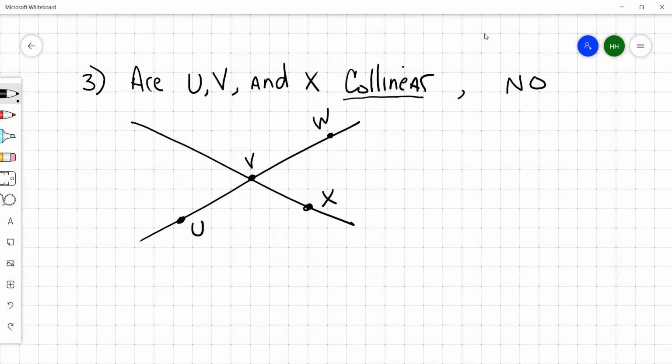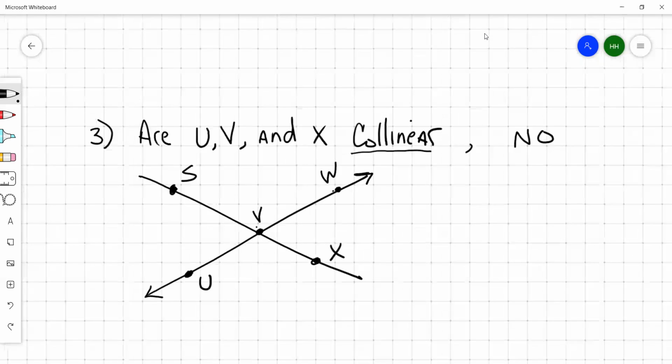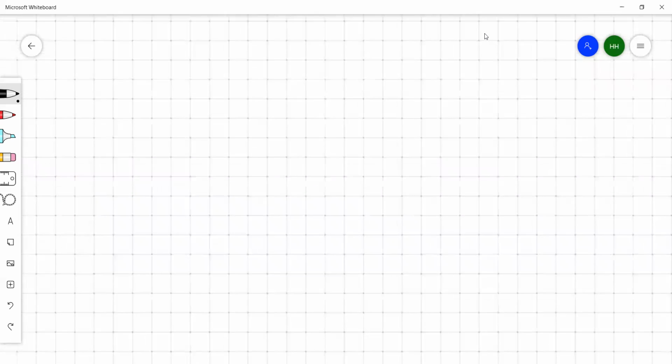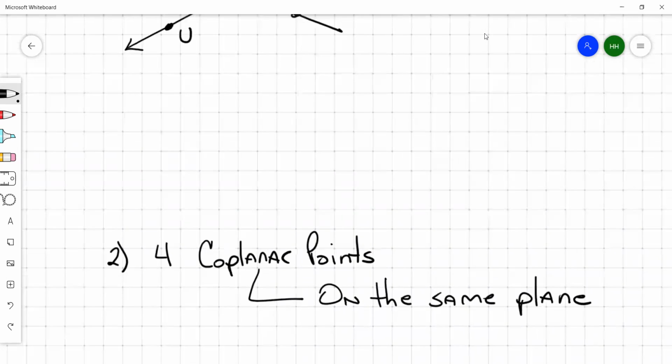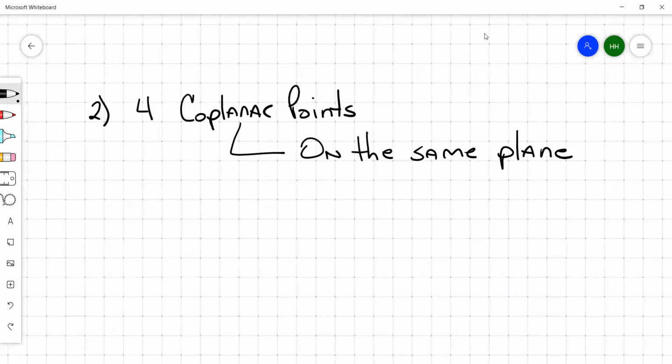U, V, and W are all on the same line. X, V, and S are all on the same line. Okay, so see the difference? All right, yeah. Say that again. Coplanar? Coplanar means on the same plane.